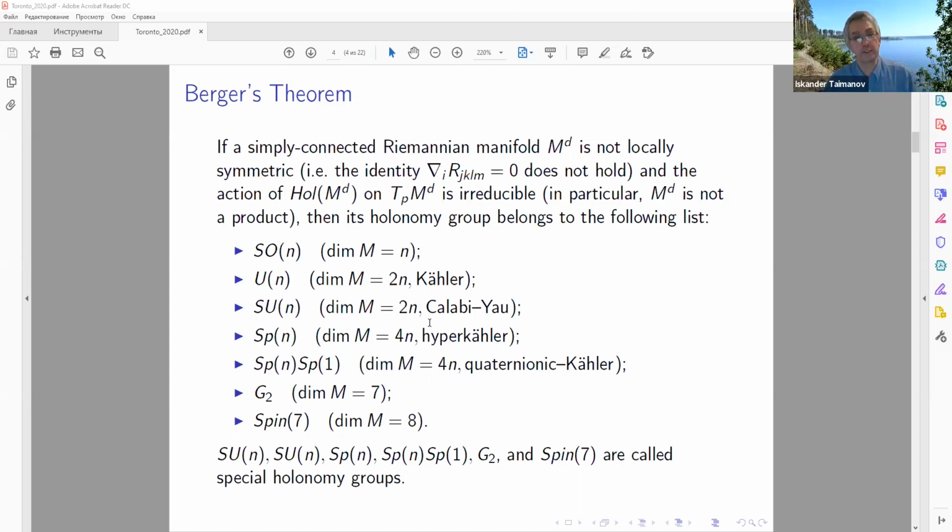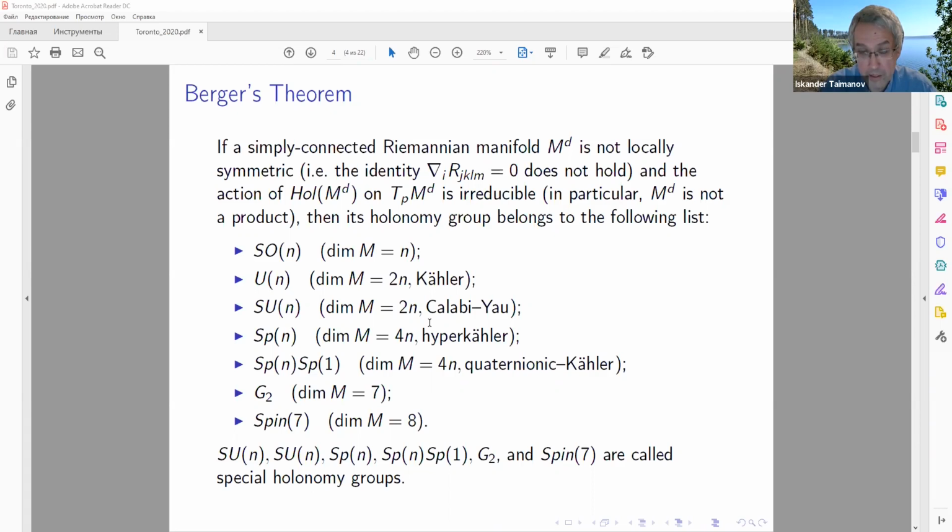How does this action look, and how does it differ from hyperkähler? We identify the tangent space with the n-dimensional quaternionic linear space, and the holonomy acts from the left by multiplication from Sp(n), and from the right by multiplication by a unit quaternion from Sp(1). Since the multiplication is not commutative, this is a non-trivial action; it cannot be reduced to Sp(n). And there are two special cases: G2, which is realized only on 7-dimensional manifolds, and Spin(7), which is realized only on 8-dimensional manifolds. These groups, U(n), SU(n), Sp(n), Sp(n)·Sp(1), G2, and Spin(7), are called special holonomy groups.